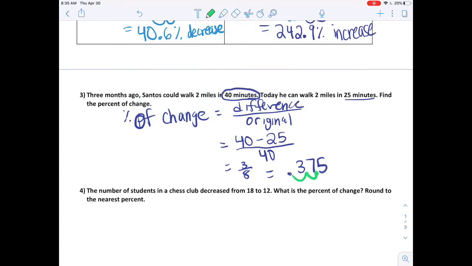I'm going to move my decimal 2 spots to the right. I get 37.5%. Now, is this an increase or a decrease? Well, it went from 40 minutes to 25 minutes. That went down, so decrease.